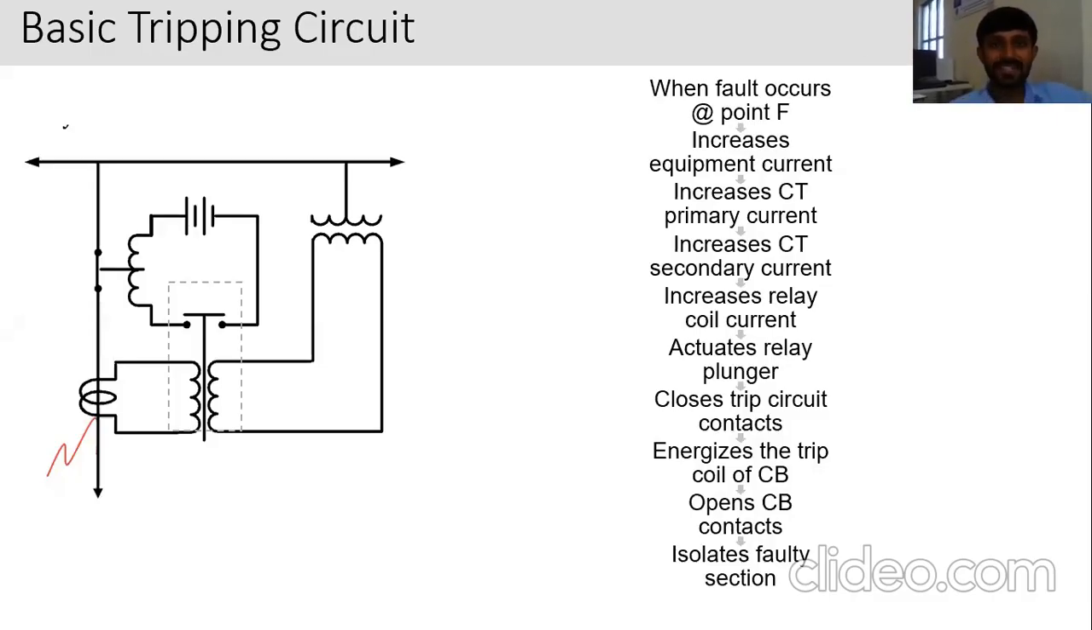Now we have to see the basic tripping circuit and the basic tripping procedure for any protective system. Here you can see the diagram we saw in the previous slides. The red line is the faulty section, where the fault occurs. When the fault occurs here, we denote this point as F. The equipment current increases, and this is reflected to the CT, so the CT primary current is also increased.